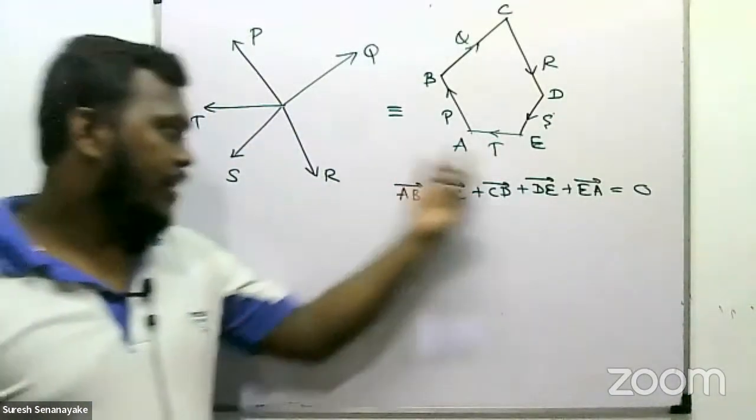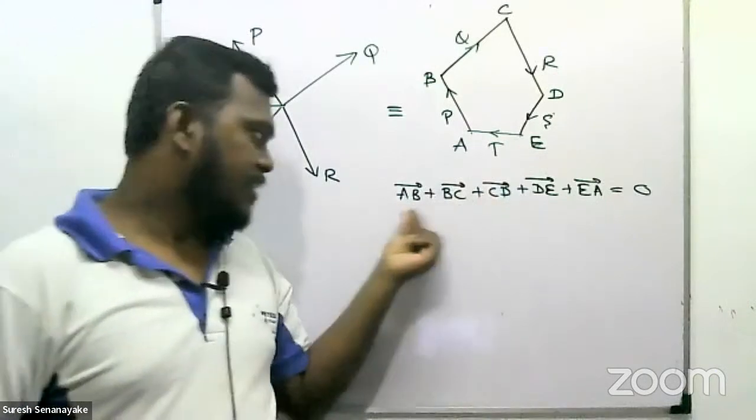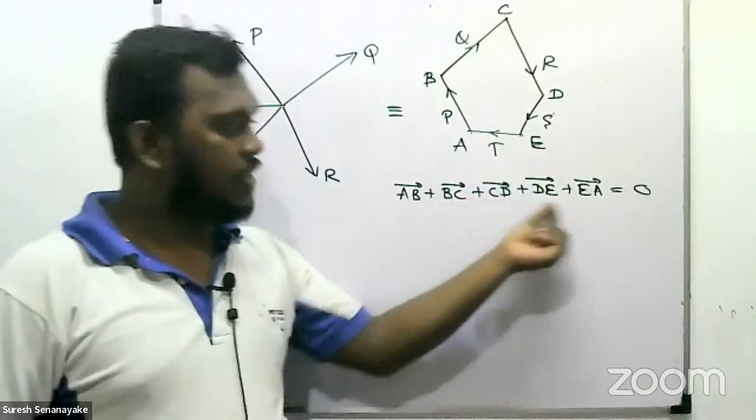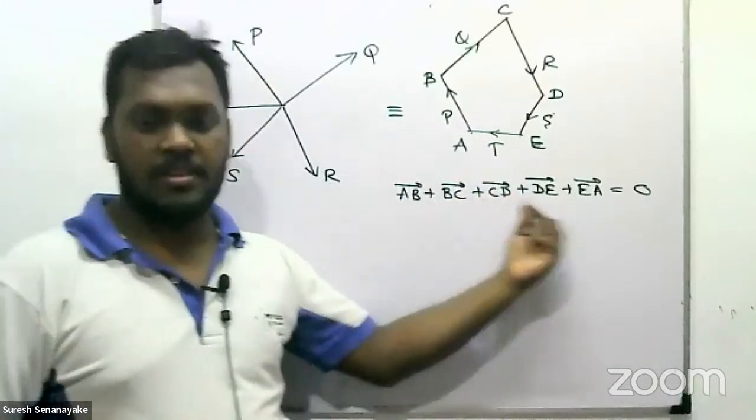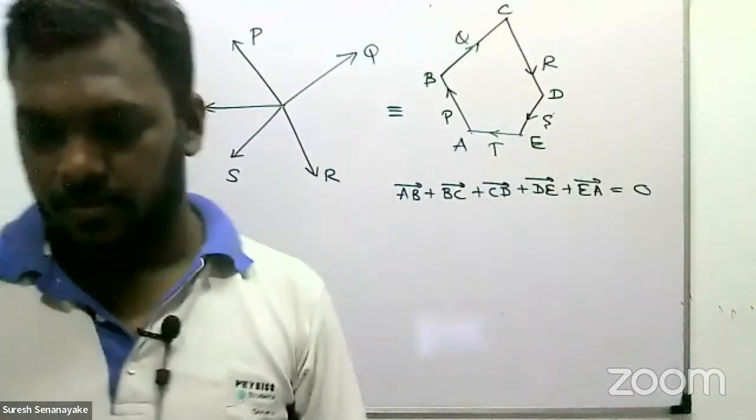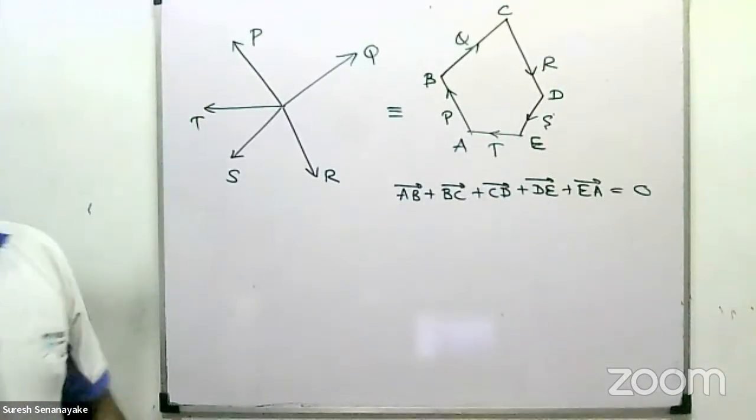Because you know that in order you are drawing, AB plus BC is AC, AC plus CD is AD, AD plus DE is AE, AE plus EA is 0, because EA is minus AE. Okay, draw this.